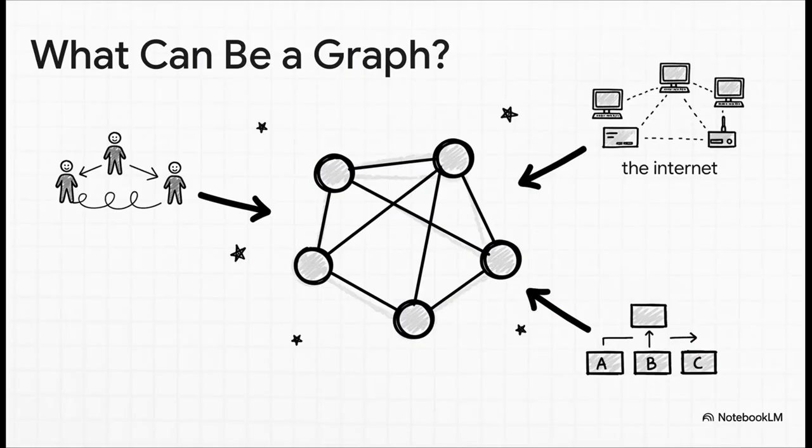And this incredibly simple model of nodes and edges, well, it's unbelievably versatile. It can be your friends on social media. It can be all the routers and computers that make up the internet. It can be airline routes connecting cities. It can even be your class schedule, showing you which classes you can't take at the same time. It's basically a universal language for describing connections.